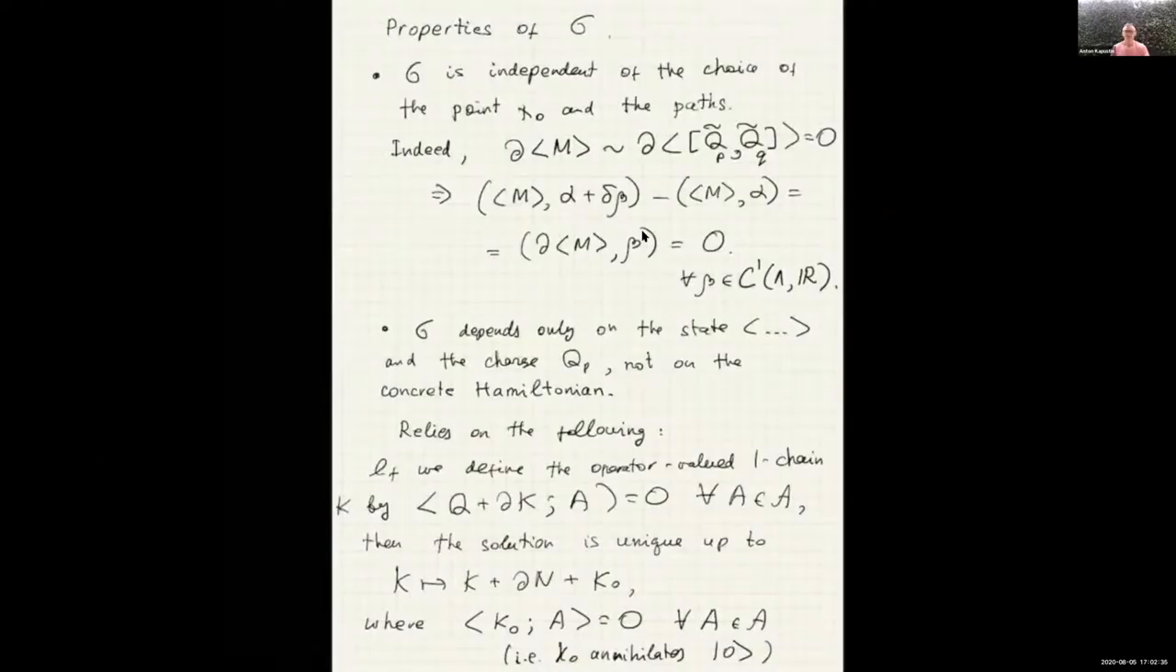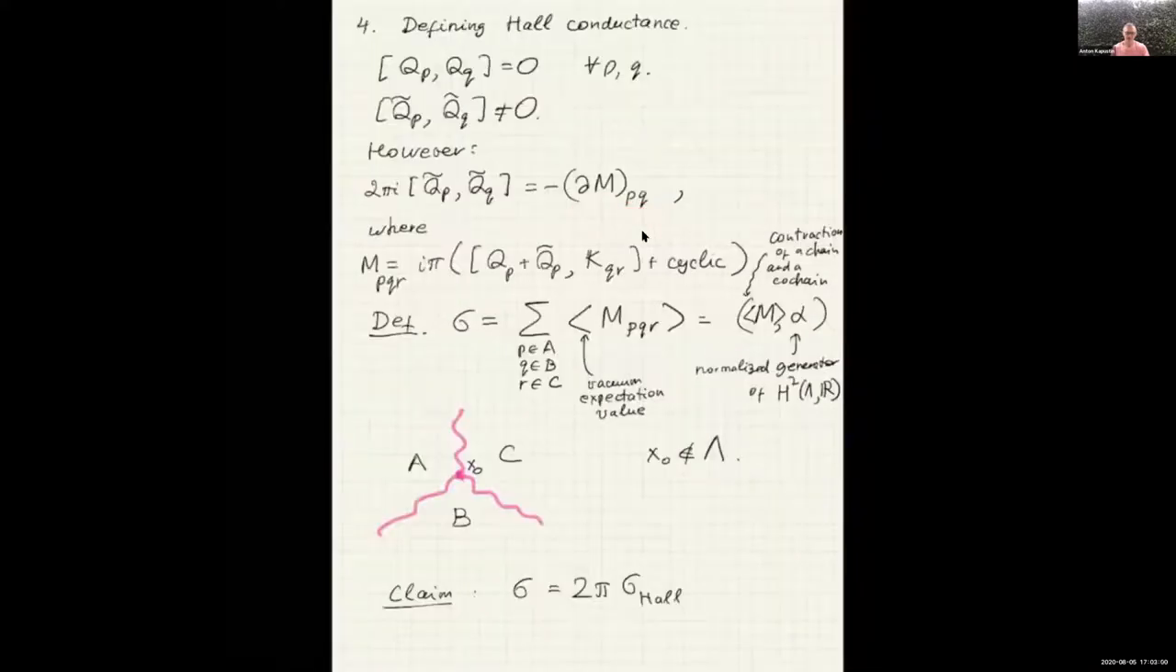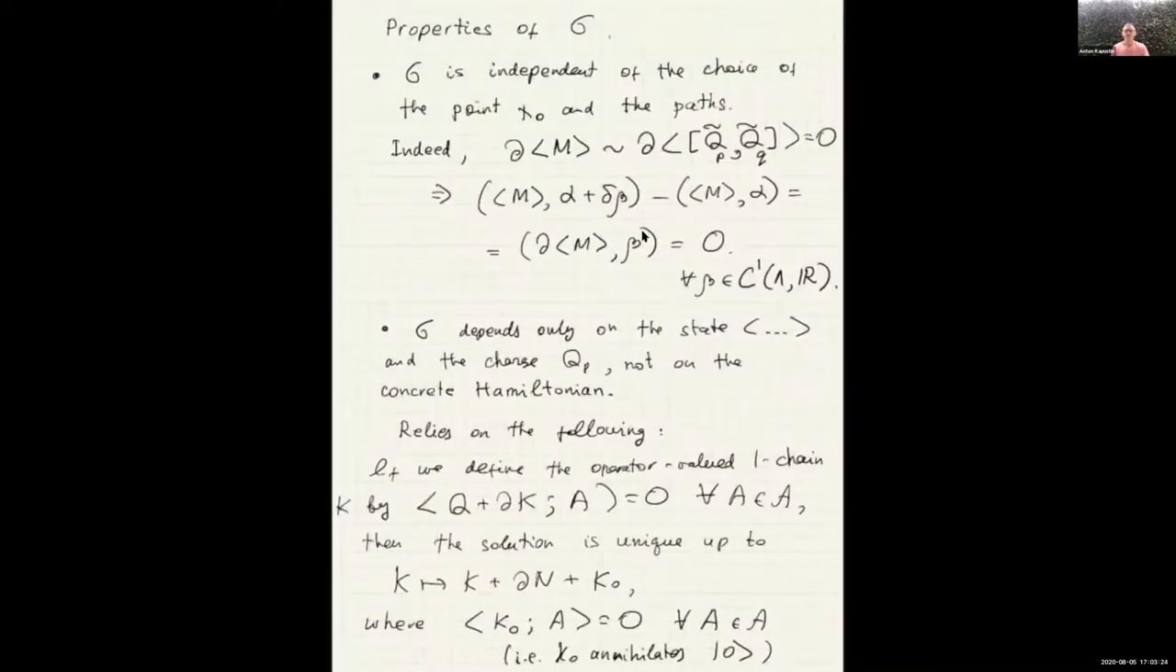Now, another thing is that this number depends only on the state and the charge, but not on the Hamiltonian. This is much less obvious because to construct this number, I use this chain, and the definition involved solving this equation, and what Q tilde is. My explicit form for M involves K. So the definition of Q tilde depends on this choice of chain K, and K seems to depend on the Hamiltonian. I have an explicit solution for it. Then M also depends on K. So it seems like you do need to know the Hamiltonian. Well, you need to know that there is some Hamiltonian whose ground state is our state. But it turns out you don't need to know the exact Hamiltonian.